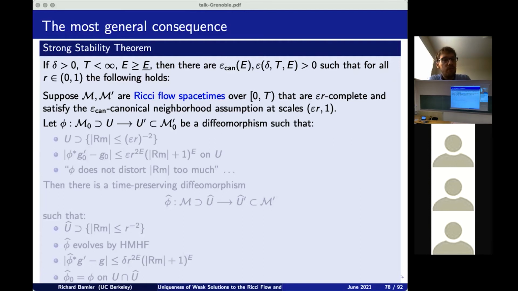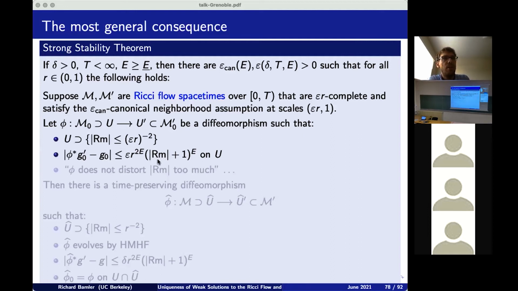Then the following is true. Assume you have a diffeomorphism between, at time 0, two open subsets of the initial time slices, u and u prime, such that u contains at least the points where the curvature is not too big. And this map satisfies basically the same bound that we've been using in the proof.